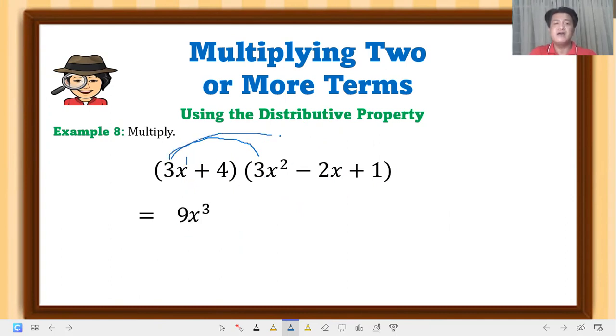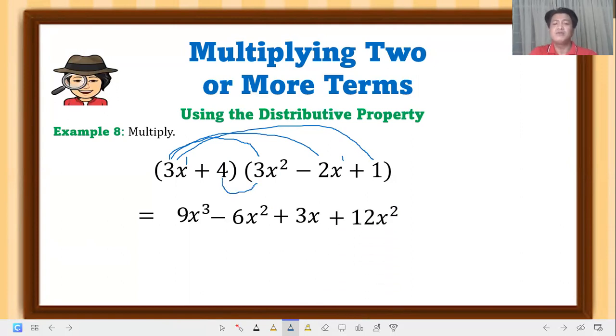And we have this 3x times negative 2x, that will become negative 6. Then, since may 1 dito, meron din 1, kaya add mo yan, that will become x squared. Okay, then we have this 3x times 1. Kaya 1 times any number is the number itself. Kaya 3x pa rin. And we have this 4 times 3x squared, meaning to say that will become 12x squared.